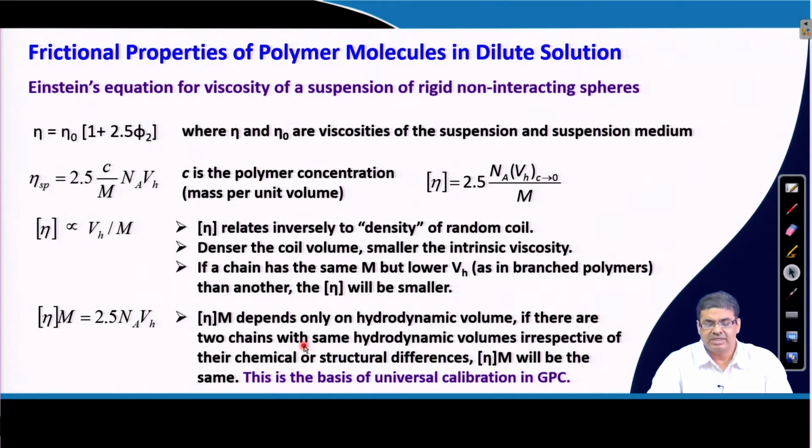So, if there are two chains with the same hydrodynamic volume, irrespective of their chemical or structural differences, they could be branched, they could be linear, or they could be of different chemical nature, but if their hydrodynamic volumes are same, then their product of molar mass and intrinsic viscosity also would be same. And this is the basis for universal calibration of GPC, which we will talk about in a later lecture.